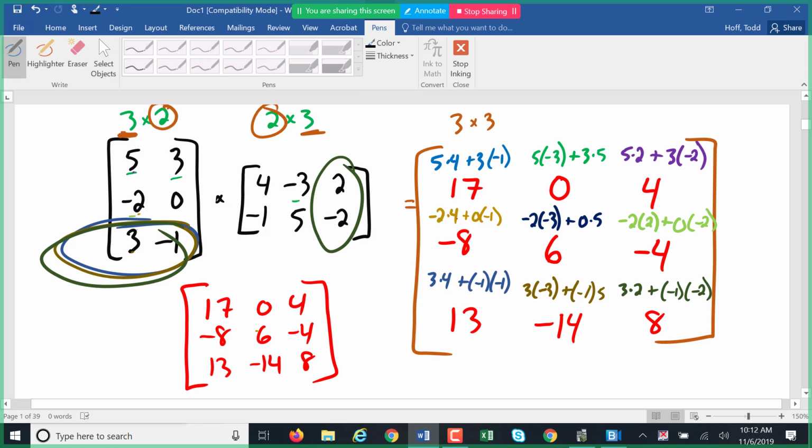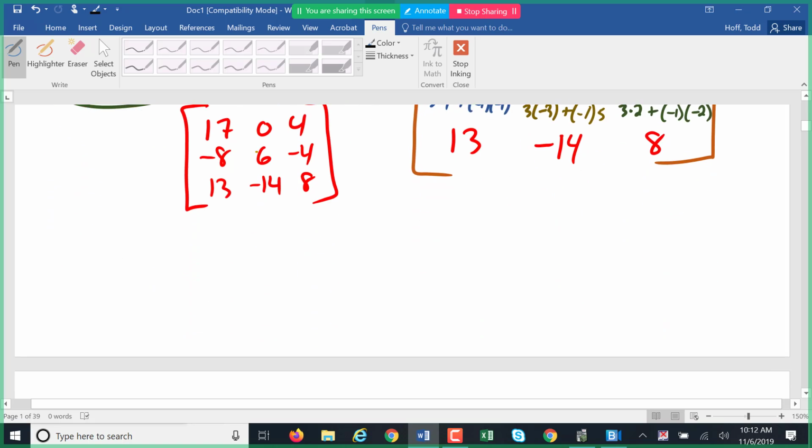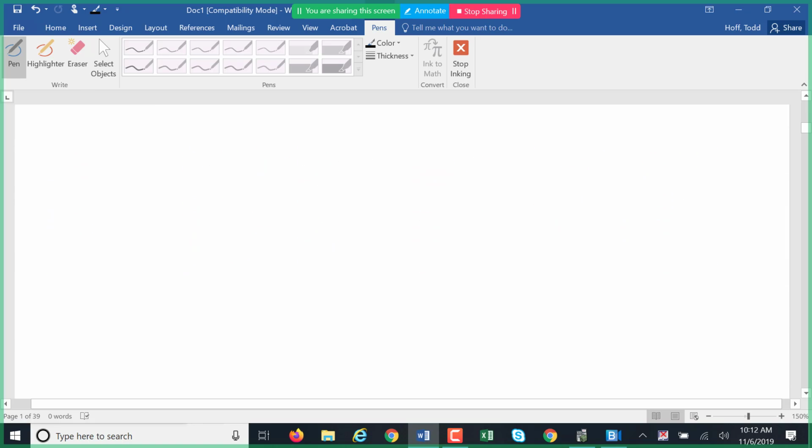I realize it's a long process, but it's okay. It'll get worse, trust me. So our next step, I want to talk about identities. Every operation we have done so far has something called an identity element.